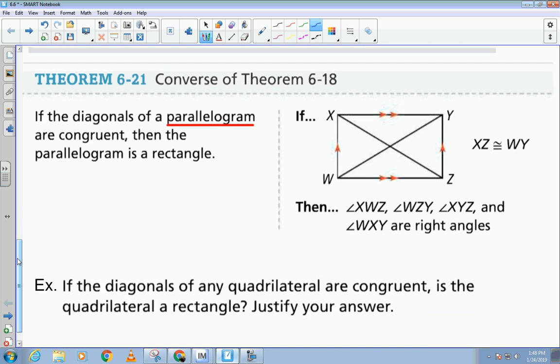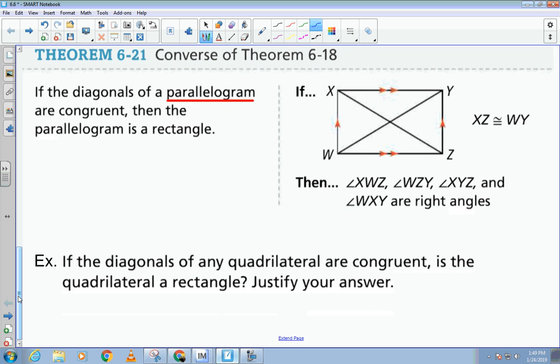There's another one. If the diagonals of a parallelogram are congruent, then the parallelogram is a rectangle. Again, it has to be a parallelogram in order to use this to prove that it's a rectangle. Why is that? You said it a while ago. Is there another quadrilateral? Your isosceles trapezoid has congruent diagonals too, right? It's not a parallelogram. So you can't just say randomly if it's a quadrilateral and it has congruent diagonals, it's a rectangle, because it can also be an isosceles trapezoid. So if you establish this parallelogram and it's got congruent diagonals, then it's going to be a rectangle.